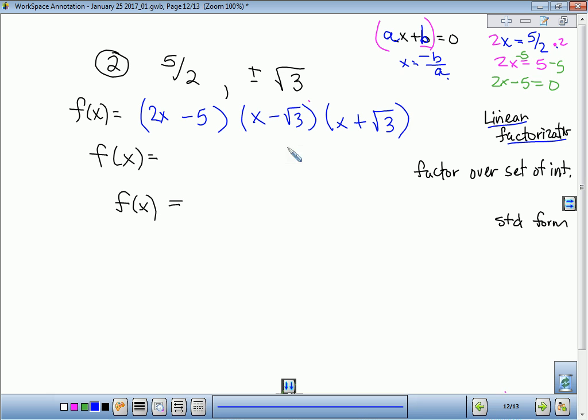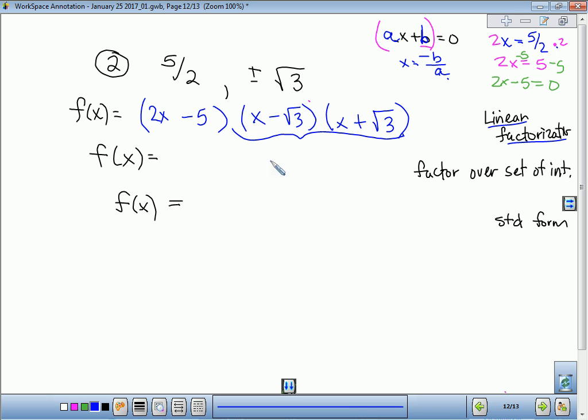Now, that is not factored over the set of integers though, because square root of 3 is not an integer, is it? No. The next thing that you do, whenever you have factors that are identical except the signs, you want to start by multiplying those, because very nice things happen every time. It's like multiplying conjugates. Watch.